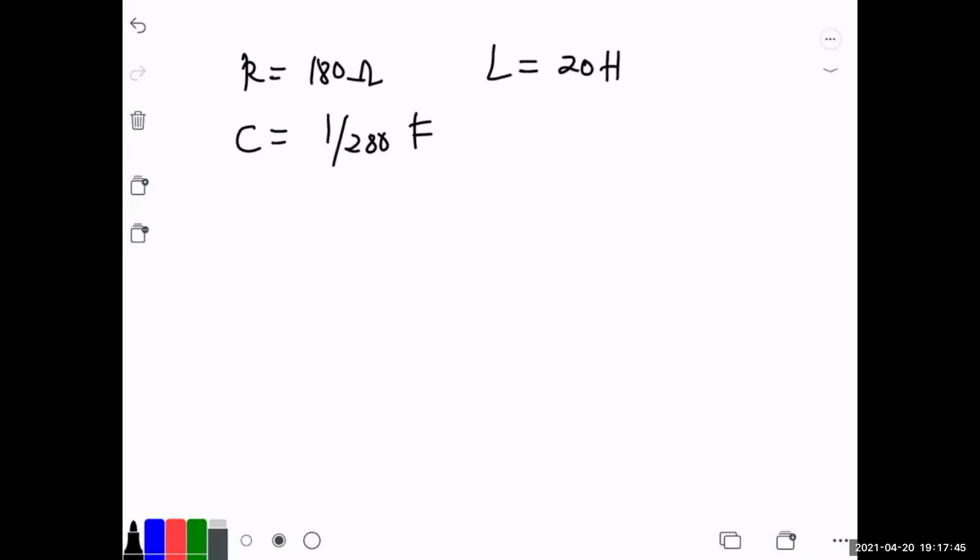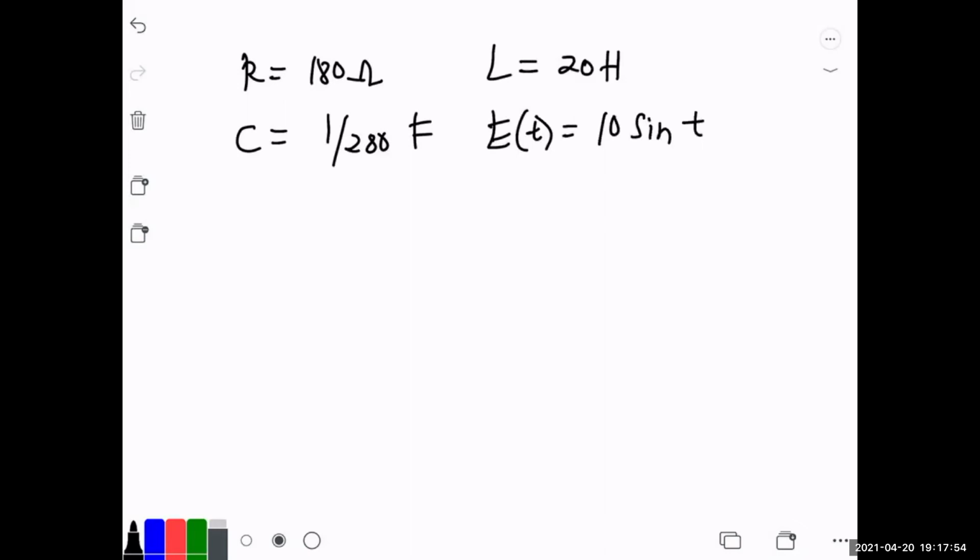Okay, so let me read again the problem. We have an RCL circuit connected in series with R equals 180 ohms, and then we have a capacitance of 1 over 280 farad, and then there's L, which is our inductance of 20 henries, and then our voltage is E of t equals 10 sine of t.